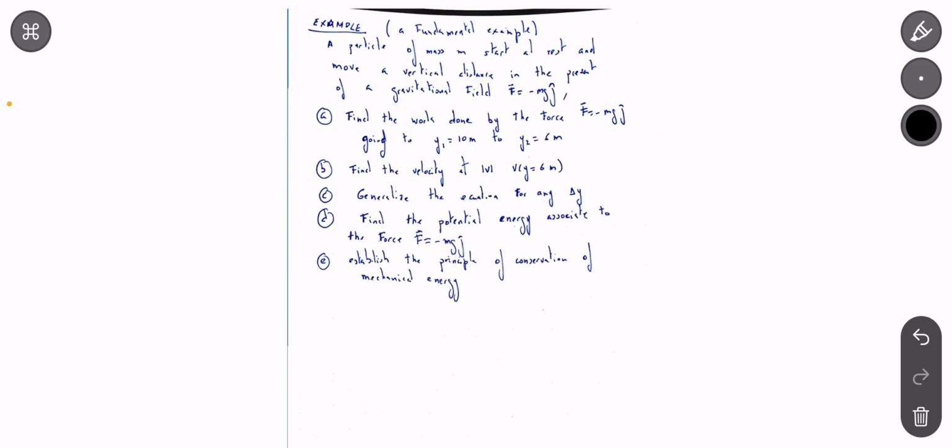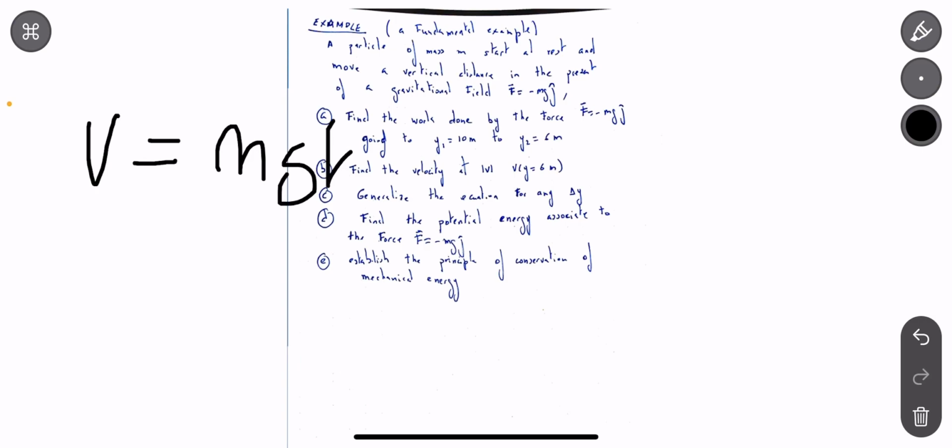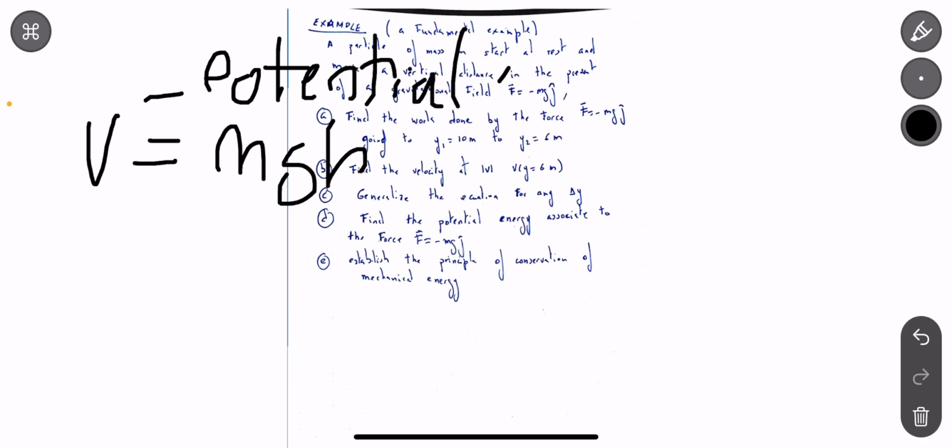So now we'll go on to D after we just answered that one. We did A, B, and C. Now as we go on to D, we're looking to find the potential energy associated to the force, which is from the original problem that we talked about earlier, where F is equal to negative mgj. So we look here, and we can do this. V equals mgh, V being potential energy this time. That's what we're essentially looking at.